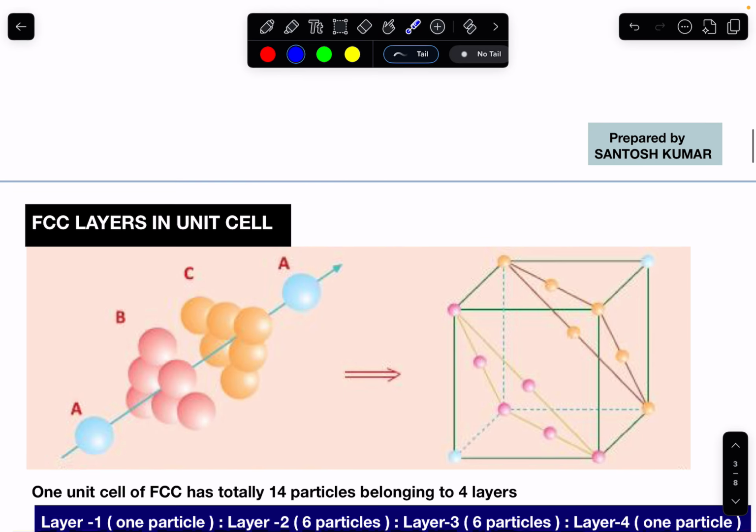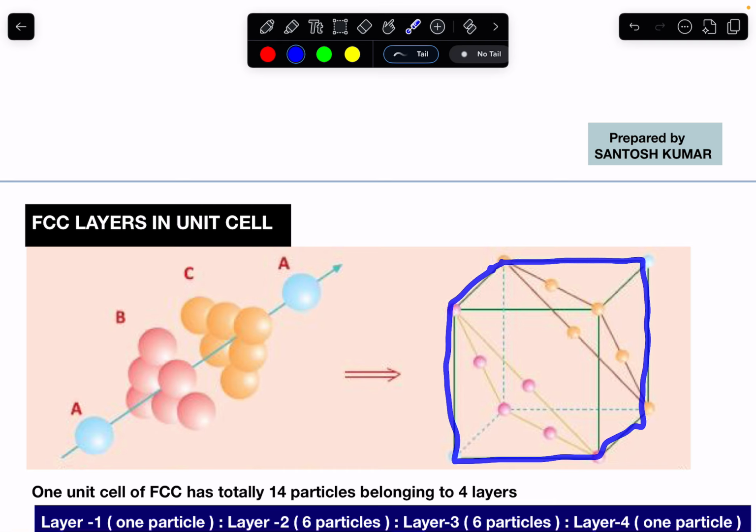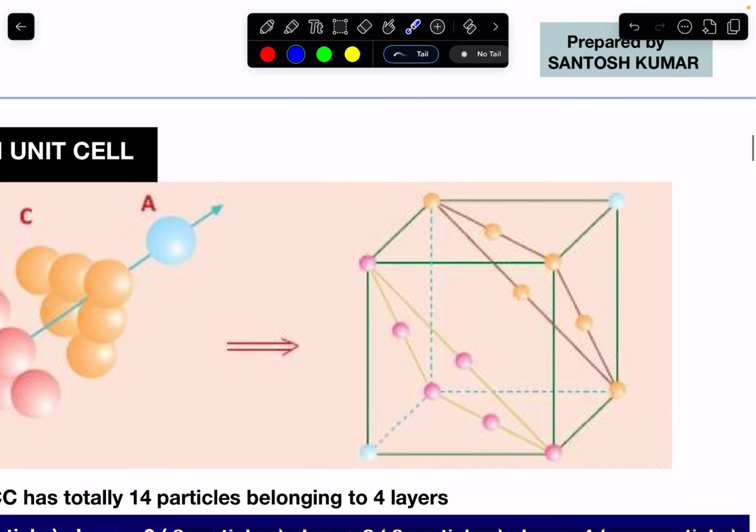And if you see the layers in one unit cell, for example, this is an FCC unit cell, and the particles are present at face centers and corners. You can see in this all face center positions and corner positions are occupied. You can see here this is a corner particle, this is a face center particle. All face centers and corners are covered.